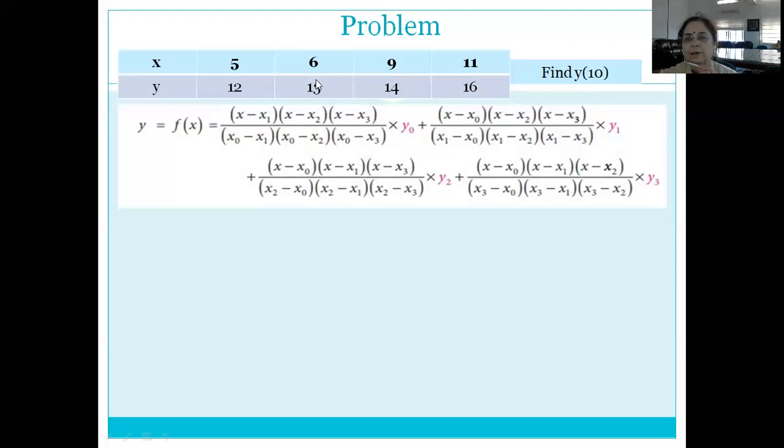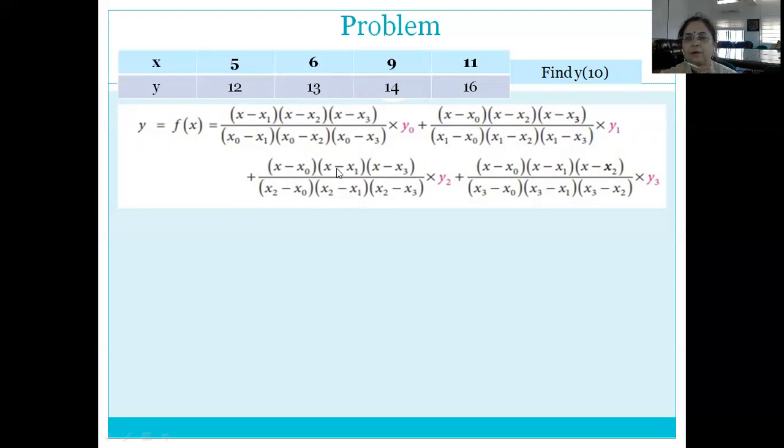Second, now we are looking at this data point. So we will be considering x minus x0, x minus x2, x minus x3 divided by, now it is for the x1 point, so x1 minus x0, x1 minus x2, x1 minus x3. This weighing function must be multiplied by the second value, which is y1.